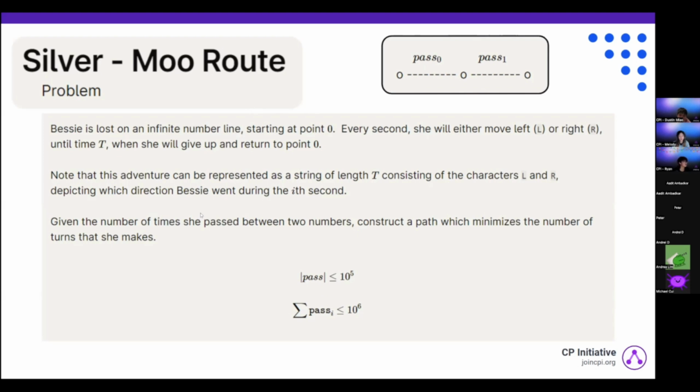And then given the number of times that she passed through two numbers, we have to figure out a path which minimizes the number of turns that she makes. So for example, in the top right, this is an example of a number line of length 3, and then we're given the passing values between the numbers. So pass 0 will represent the number of times she goes between the first number and the second number, and pass 1 will represent the number of times that she goes through the second number and the third number. And we're guaranteed that we can construct a path given pass 0 and pass 1.